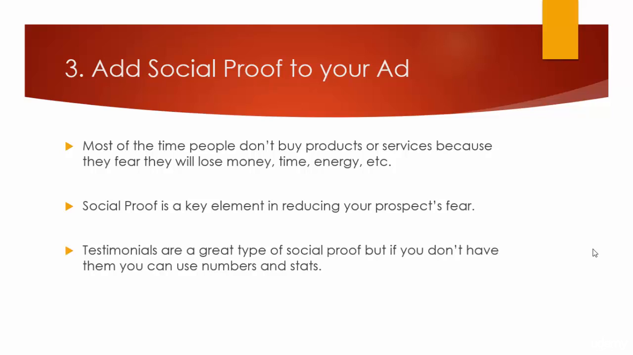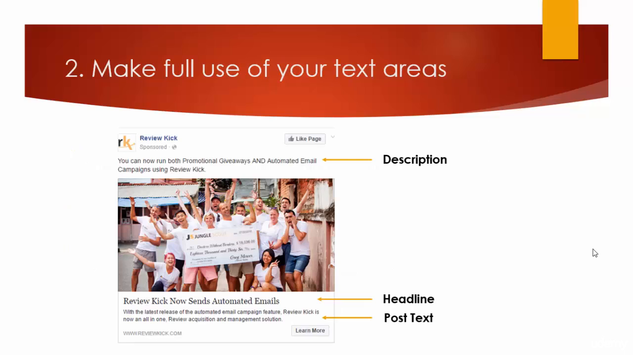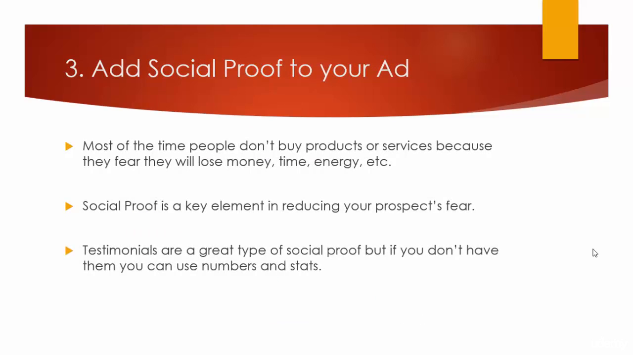So testimonials are a great type of social proof, but if you don't have testimonials, you can use numbers and stats, and I just gave you an example a little bit earlier in the image with ReviewKick. Let's go a little bit back. Here in the post text they could have written, as I've told you before, something like, already over 50,000 people worldwide are using ReviewKick and enjoying the automated email campaigns feature, or something like that. So that's social proof, as I've told you before.